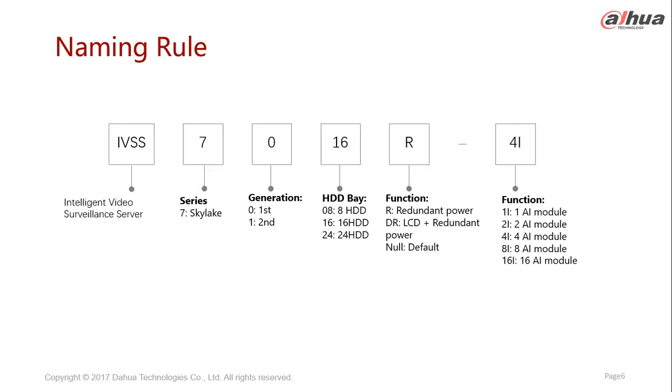So IVSS, the naming rule is, 7 means most of them, if not all, are 7 series. And also generation, hard disk, RAID support, how many AI modules the IVSS can support. So the last value here. And the pricing for IVSS is not that expensive, maybe about $960 you can get an IVSS. 960, yeah, around that value.